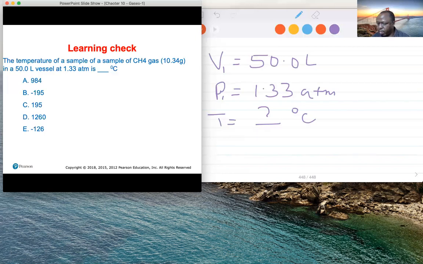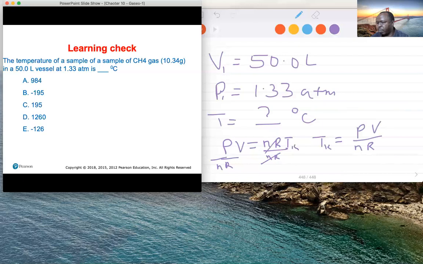Having said that, if we're looking for our temperature from PV equals NRT, all right, temperature in Kelvin is given by PV over NR. I'm dividing both sides by NR, so that NR and NR cancel to get the temperature in Kelvin. Do we know the number of moles? It's not always going to be straightforward. They expect you to apply previous knowledge you learned elsewhere. How do I find the number of moles?